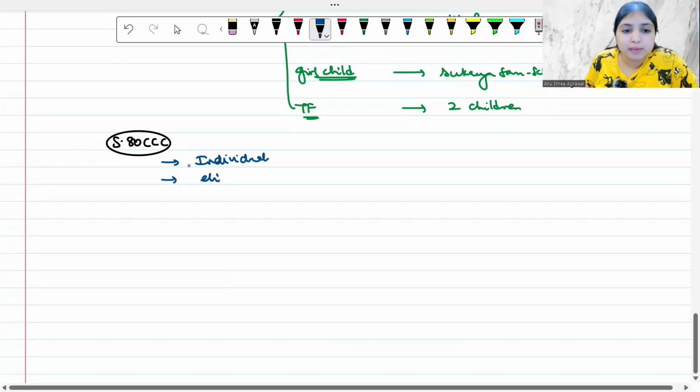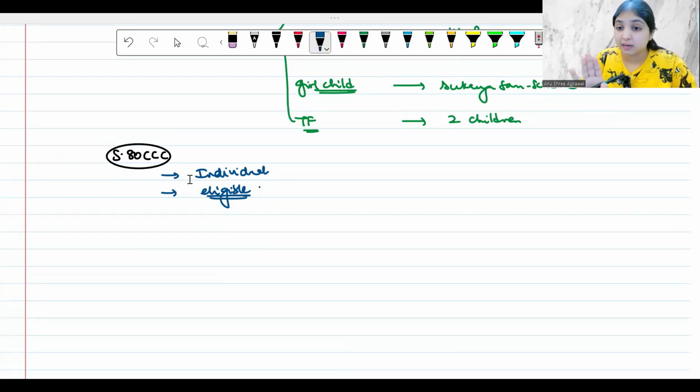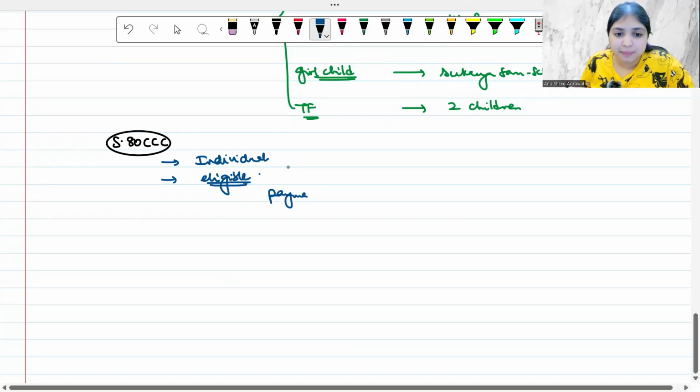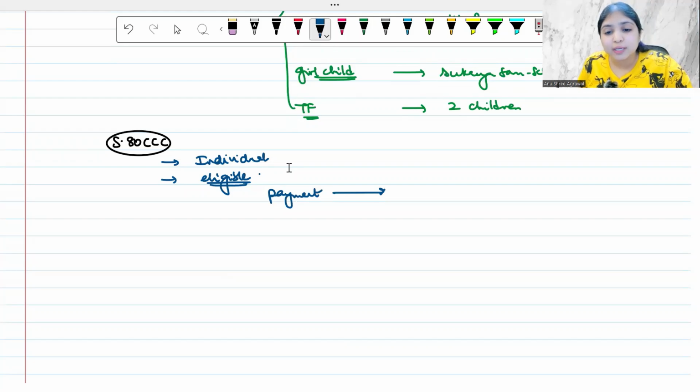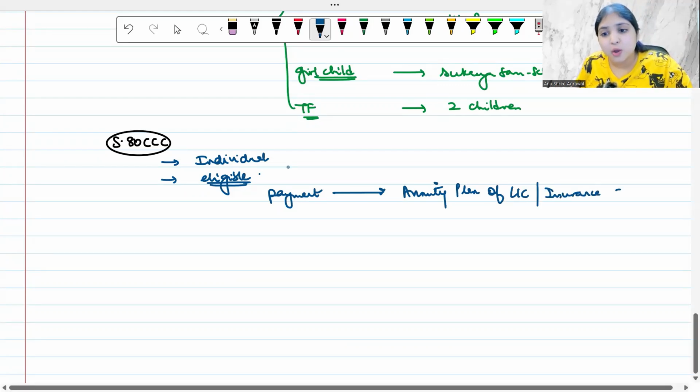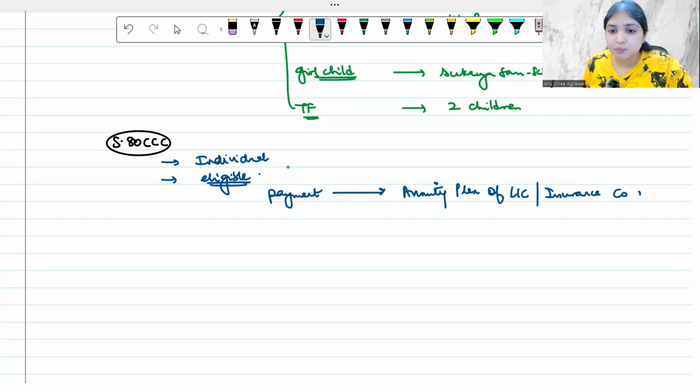Now, what is the eligible payment under 80CCC? We have only one contribution under 80CCC. See, any amount which the assessee is paying towards an annuity plan of LIC, or any other insurance company. Now, why is the assessee making this payment? What does the assessee want from the insurance company later? The objective is that later the assessee wants to receive pension.